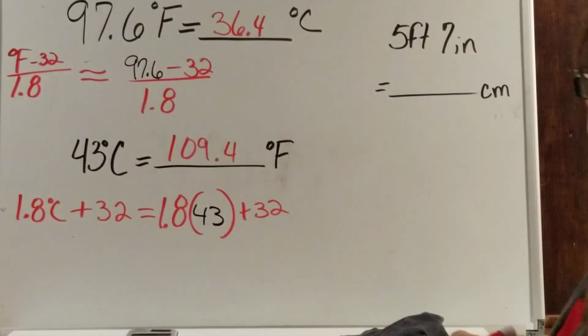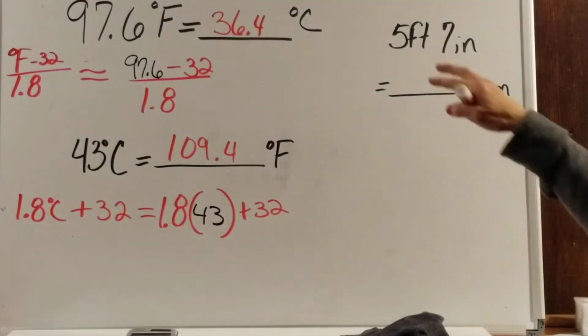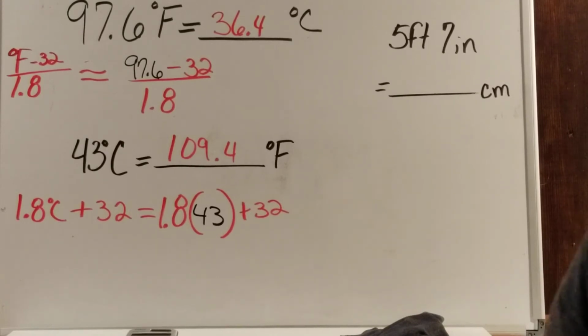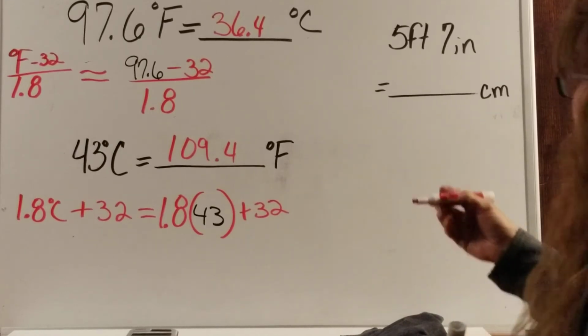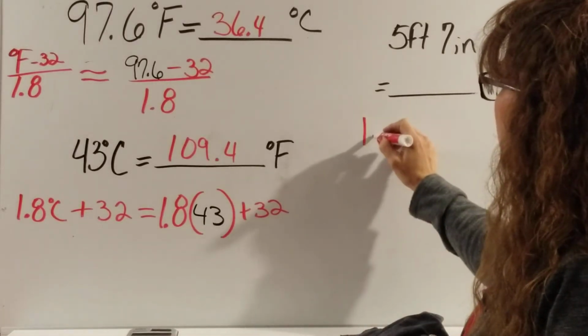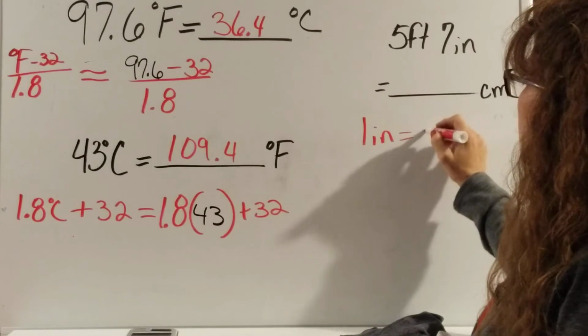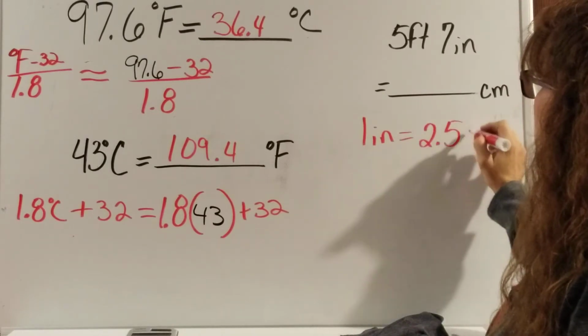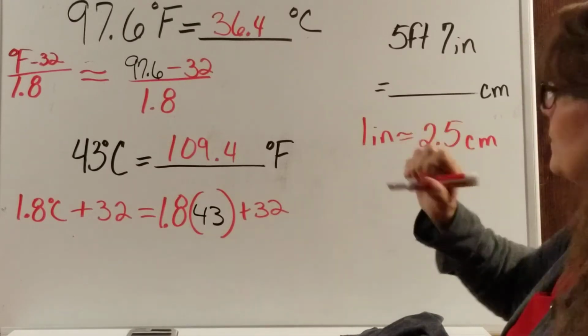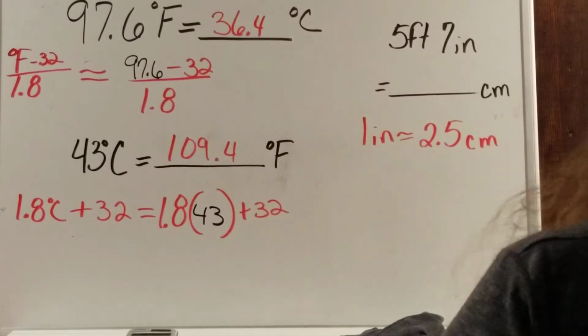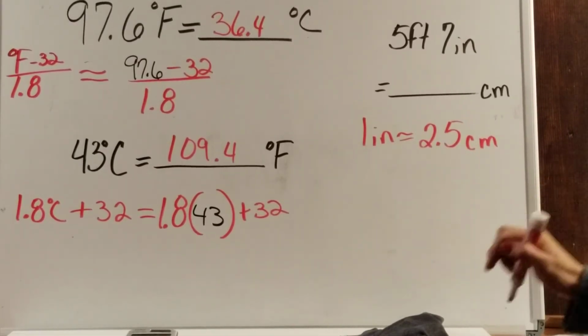The last one I want to work out is that I've got a person that's 5 foot tall, 7 inches. I want to know how many centimeters is that? Well, what we do know, we know for every 1 inch, there is 2.5 centimeters. And I'm going to change this equal sign to approximately because that's rounded to the nearest tenths. So let's set this up.